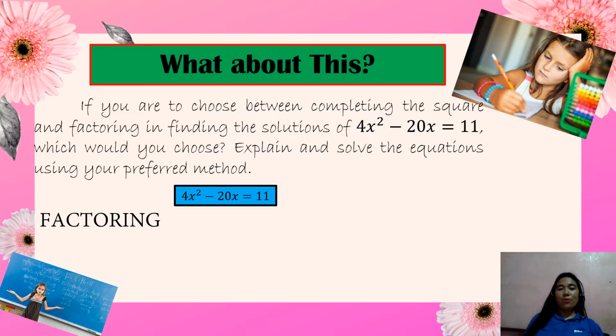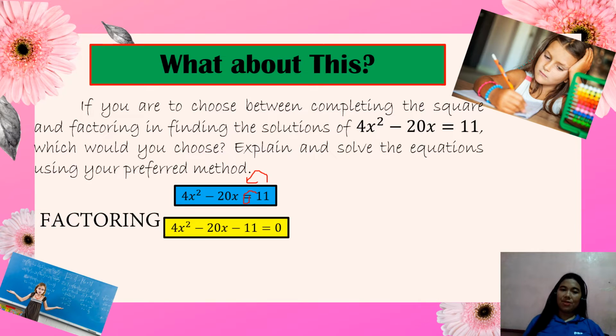Okay, so the given was 4x squared minus 20x equals 11. Remember that in factoring, the first step is always to set your quadratic equation in standard form. Therefore, you have to transpose this 11 to the other side to make it standard. Because it will cross the equal sign, of course 11 will become negative. So there you go, you're going to get 4x squared minus 20x minus 11 equals 0.